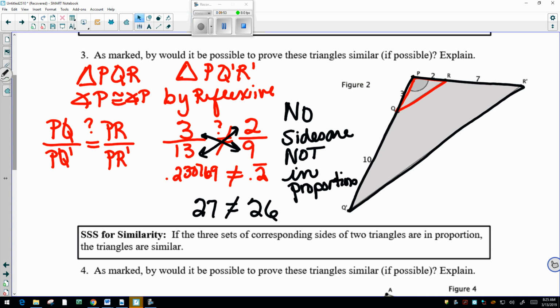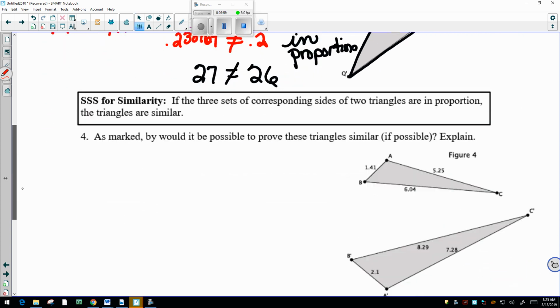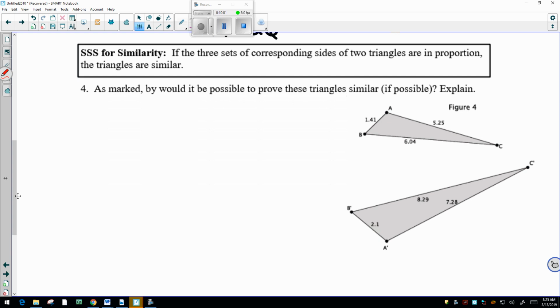Okay, and then we get a third method for proving triangles similar. And that's our side, side, side similarity. So very similar to what we did up above. It says if the three sets of corresponding sides of the two triangles are in proportion, then the triangles are similar. So again, that's our key phrase there, is that they have to be in proportion.